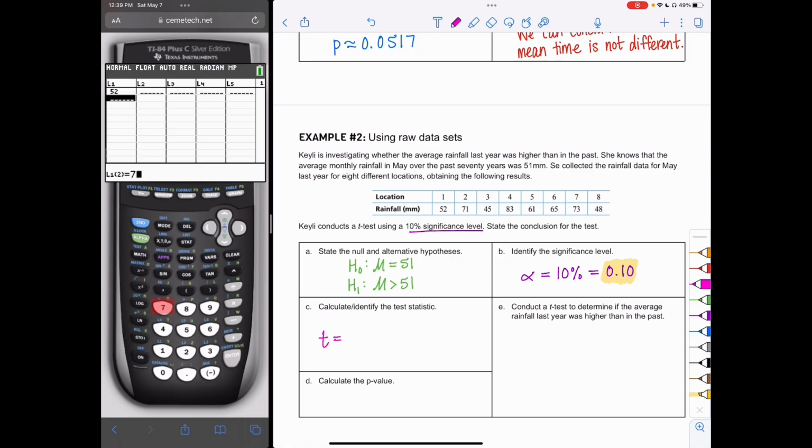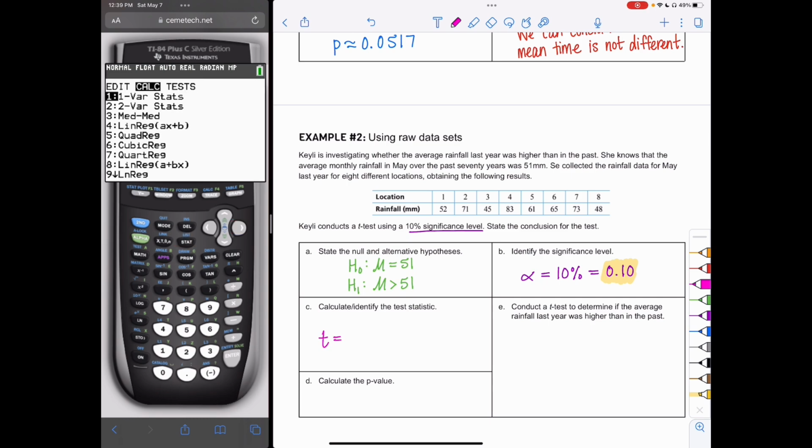So I'm going to have 52, 71, 45, 83, 61, 65, 73, and then 48. All right, so these are my rainfalls. If I want to find the mean of these rainfalls, I'm going to go to stat, calculate, one variable statistics, and then I'm going to go down to calculate.